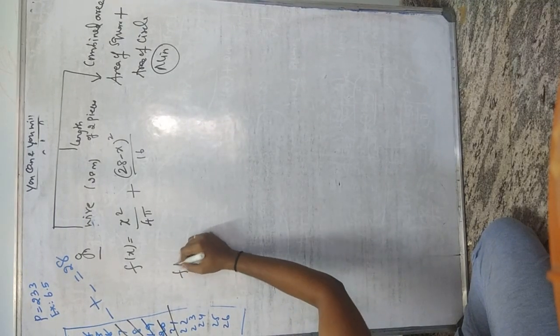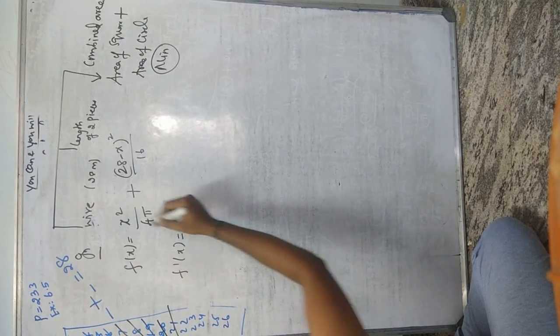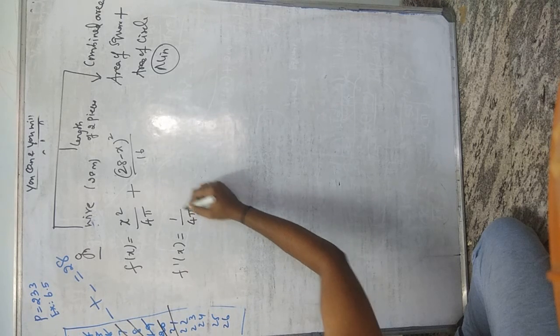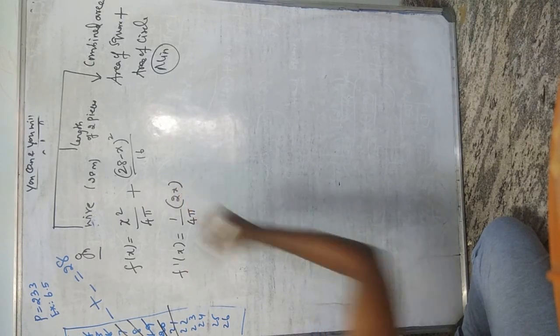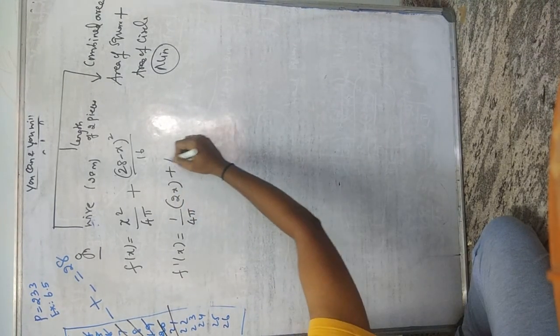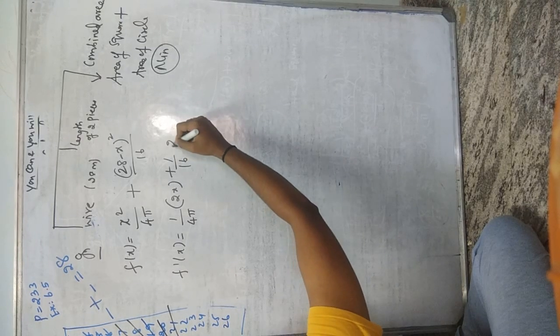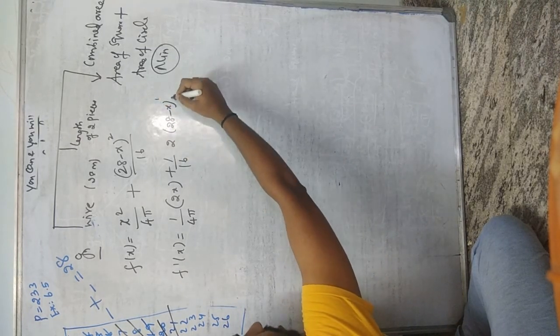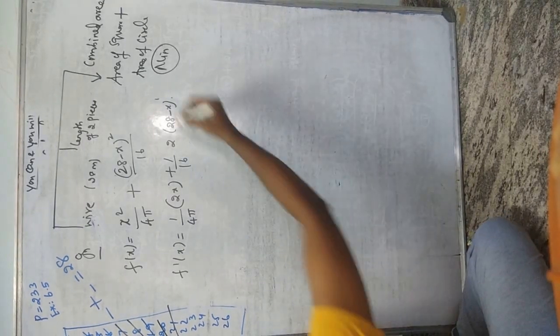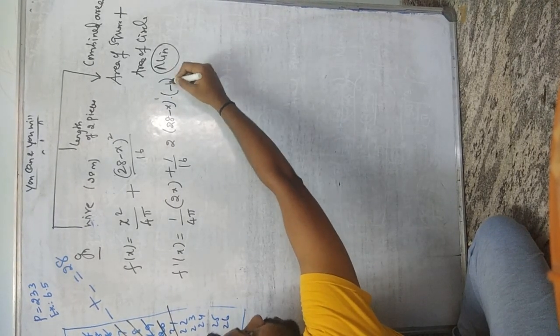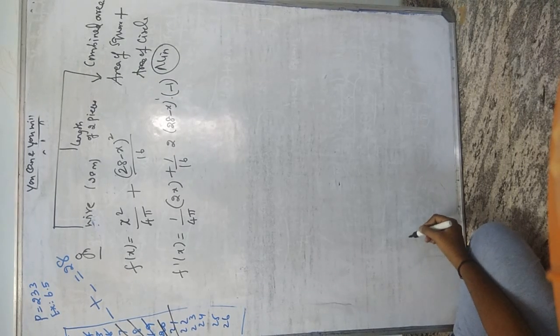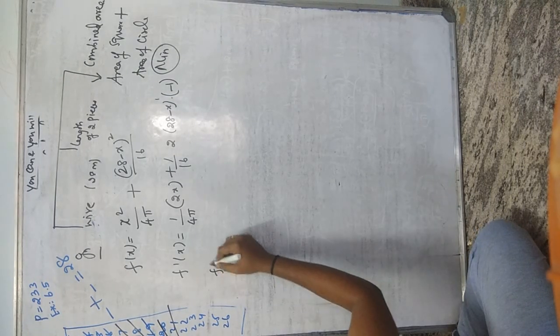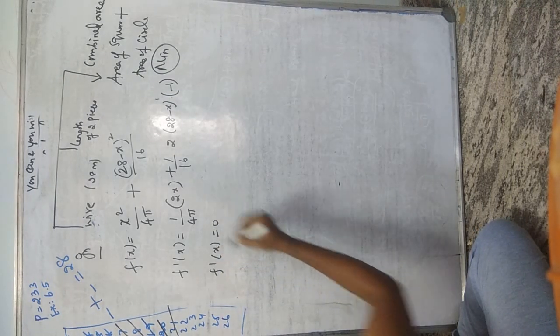Now differentiate one time. 1 upon 4 pi is a constant, x square differentiates to 2x. 1 by 16 is a constant, differentiating the power comes in front, the power reduces by 1, and differentiating the bracket you get minus 1. Now put f dash of x equal to 0.